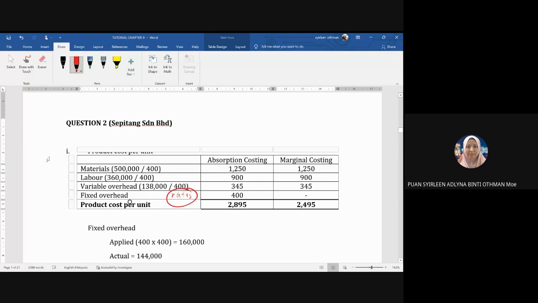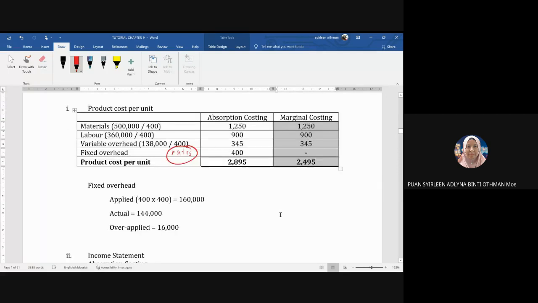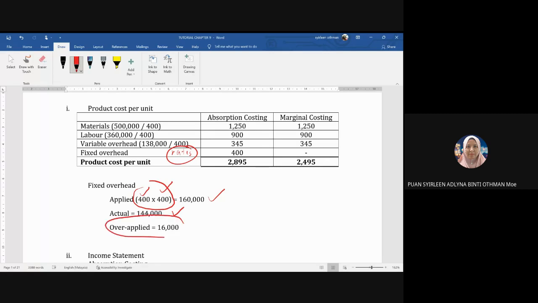So, I dah tak perlu kira, I masukkan saja. So, my product cost per unit is 2895 untuk absorption. Untuk marginal ialah 2495. Okay, tapi dia bagi tahu ada over applied tadi by 16,000. So, your applied ni tadi ialah actual unit produced times rate, you dapat 160,000. Okay, the actual given in the question is 144,000. So over applied is 16,000.